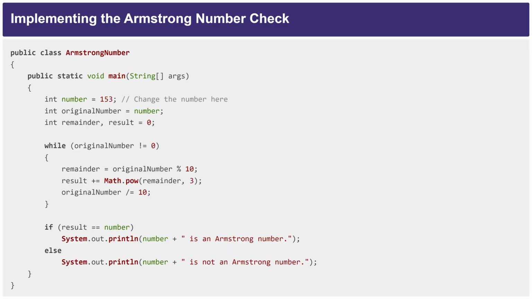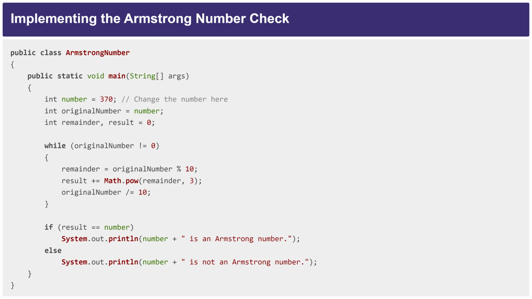calls. In this program, we are checking whether a given number is an Armstrong number or not. First, we declare a class called ArmstrongNumber. Inside the class, we define the main method, which is the entry point of our program. Inside the main method, we declare an integer variable called number and assign it a value. The value represents the number we want to check whether it is an Armstrong number or not.